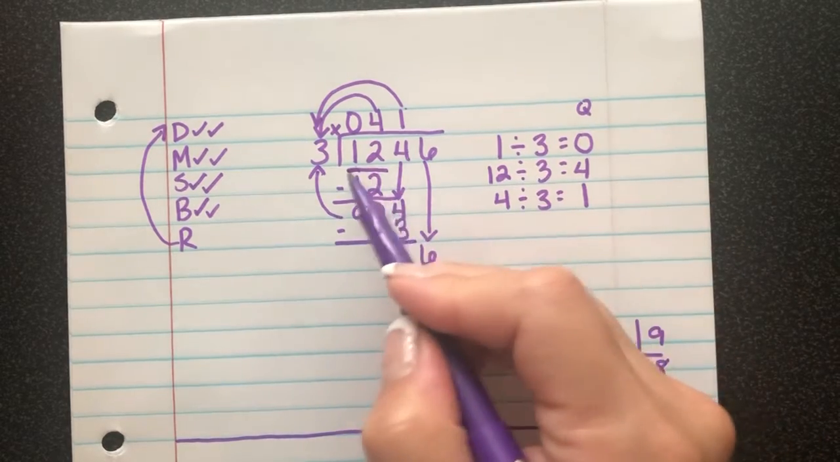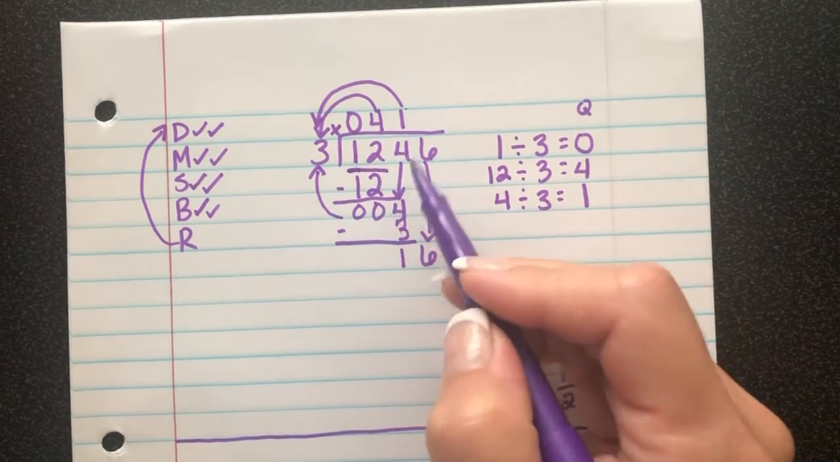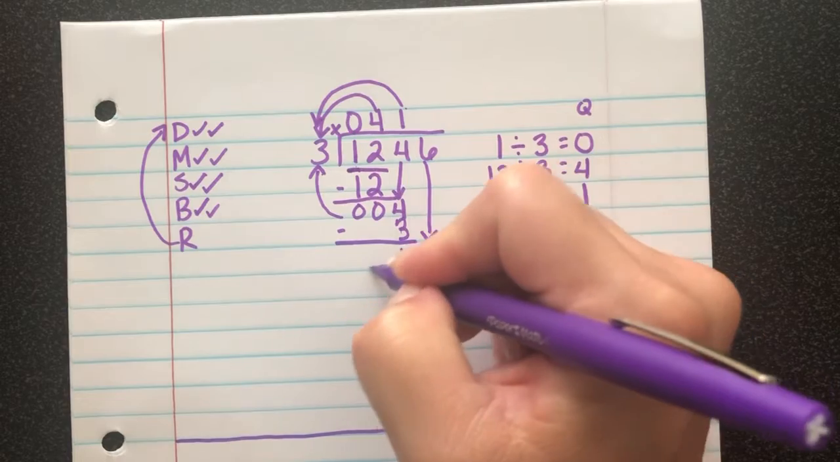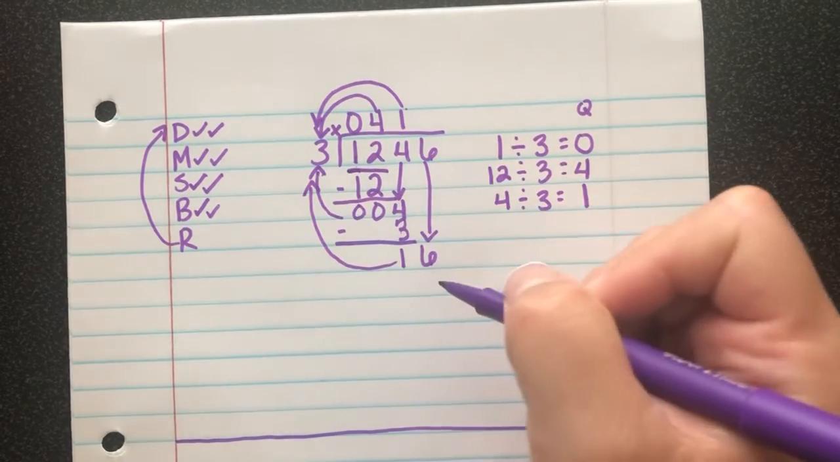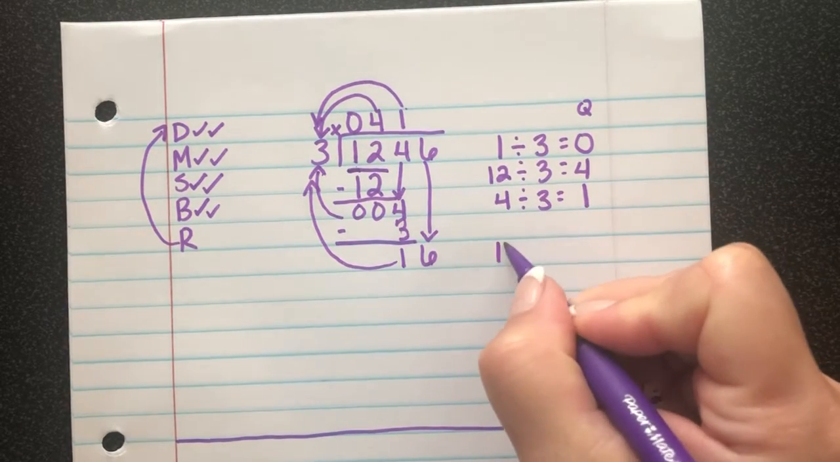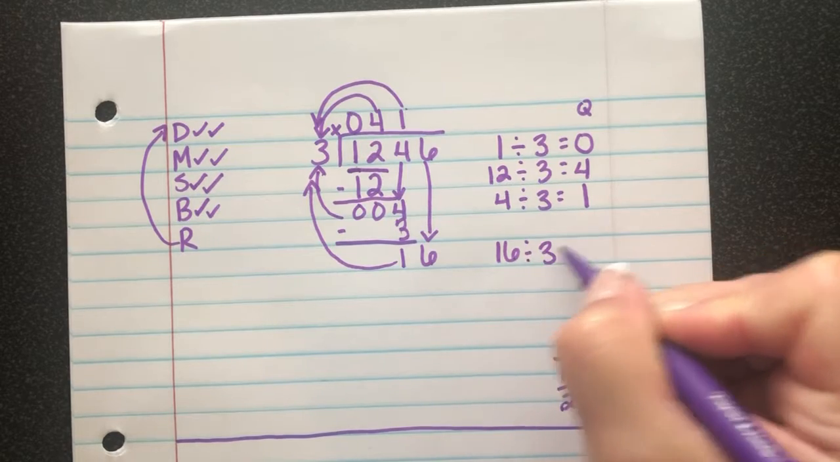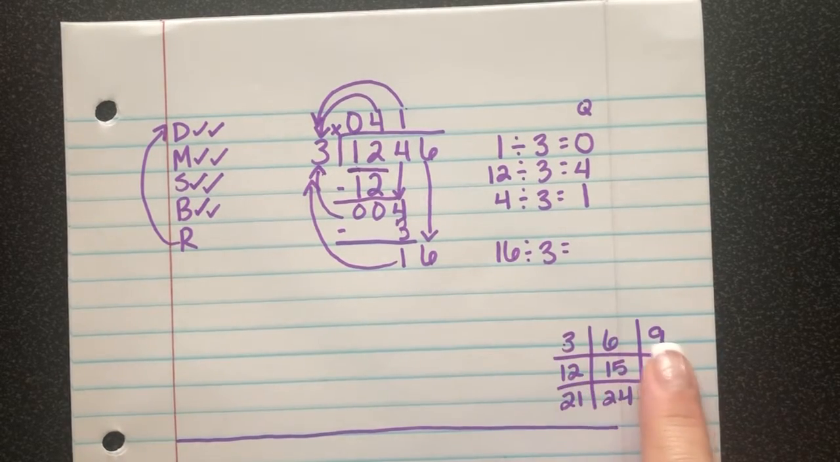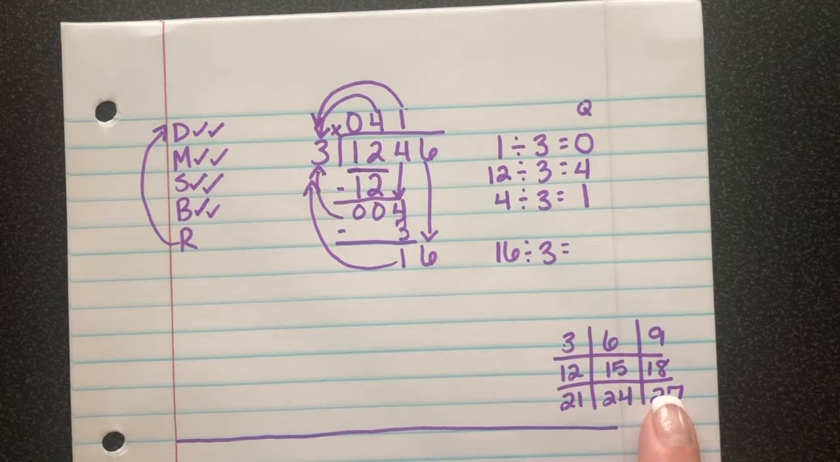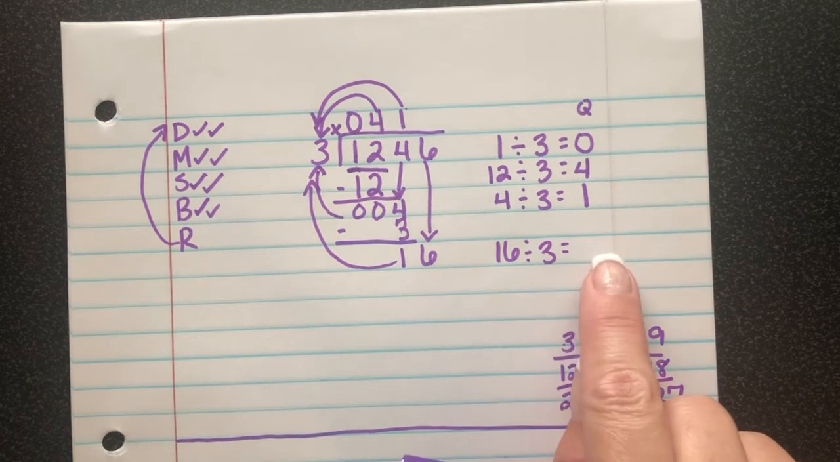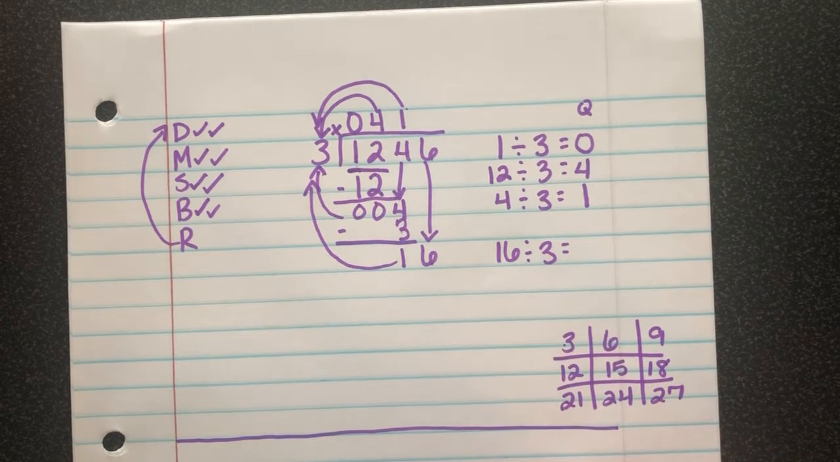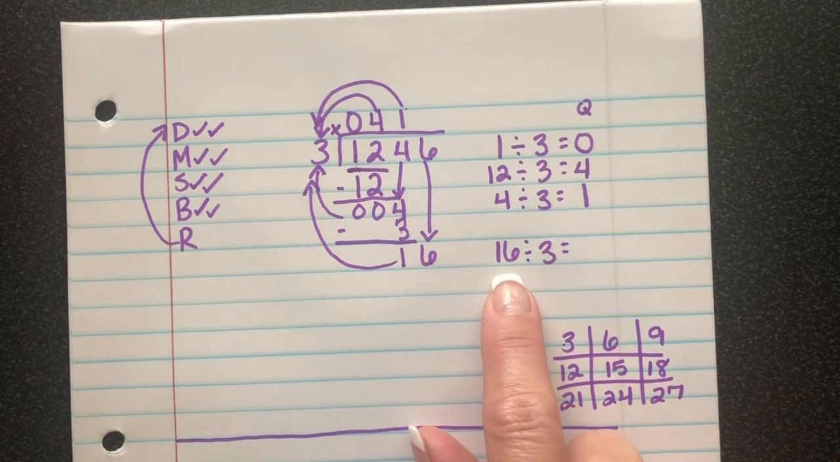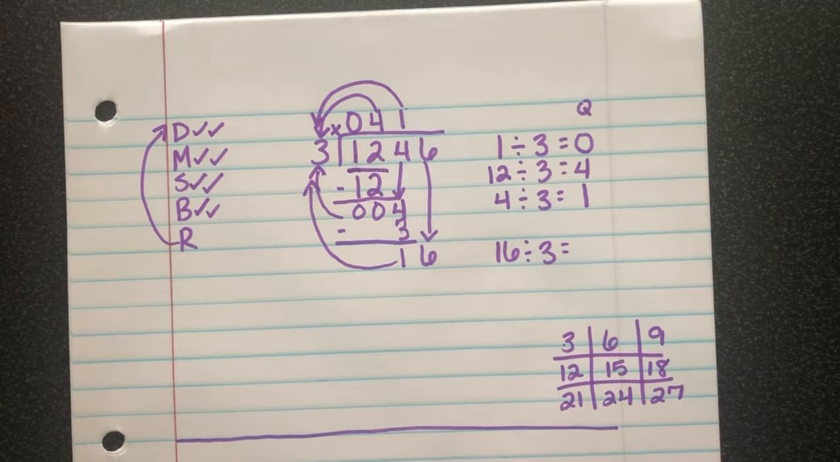Remember, after we divide up here the first time, we don't divide from up here anymore. We divide from down here. So 16 divided by 3 now. Look at your multiples. There's no 16 in our multiples, because there's nothing that I could multiply times 3 that would give me 16. So I've got to get as close to 16 as I can without going over 16. That looks to be 15. 18 is too much, so I'm going to go with 15.